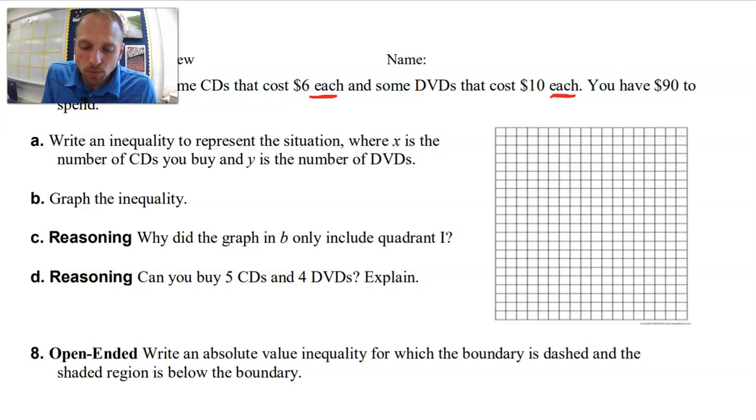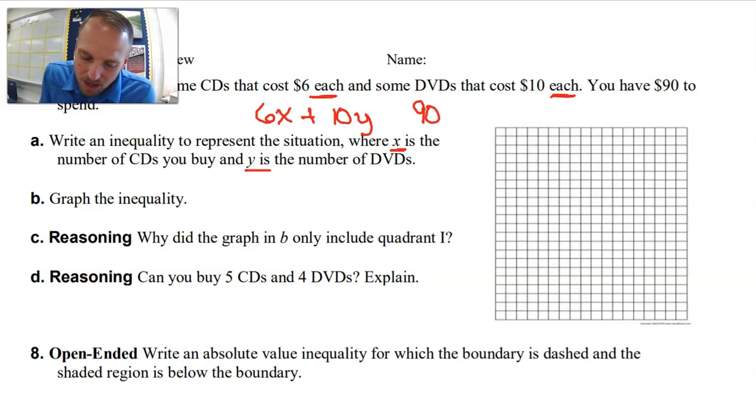Each means to multiply. So I need to multiply 6 times the number of CDs, which down here it says is X. So 6X. We're also buying some DVDs that cost $10 each. So that's going to be 10 times, in the problem it says Y is the number of DVDs. And we have $90 to spend.